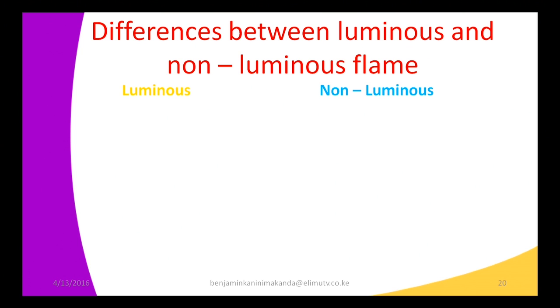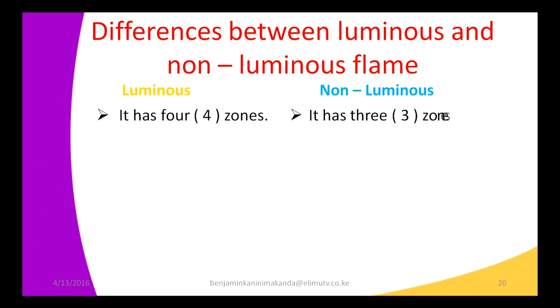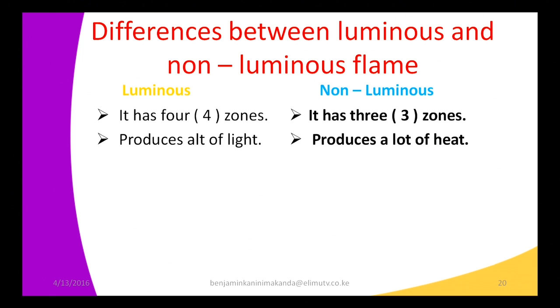Now let's compare the 2 flames, luminous and non-luminous. What can make you differentiate between a luminous flame and a non-luminous flame? Do you have this with you? A luminous flame has 4 zones, and you have seen that. What of a non-luminous flame? Yes, it has 3 zones. We have discussed that. The other difference between the 2 flames is that a luminous flame produces a lot of light. A non-luminous flame produces a lot of heat.